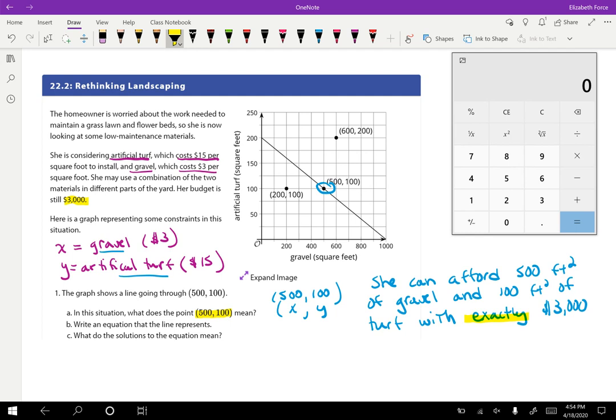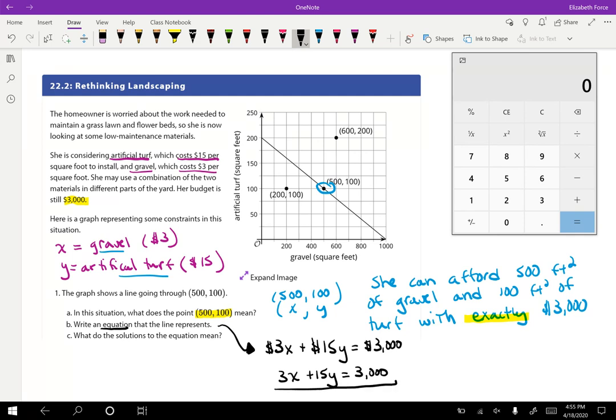So part B is asking us to write an equation. I'm pretty good at this. Let's just do what we did in problem 22.1. She's got $3 for gravel, plus $15 for artificial turf, and her budget is $3,000. So without all of the little dollar signs, we'll call this equation 3x plus 15y has to equal $3,000.